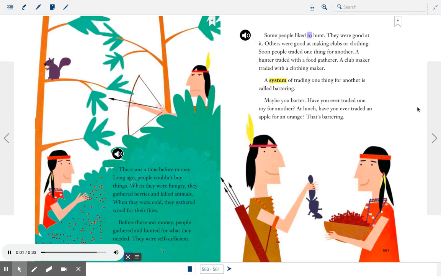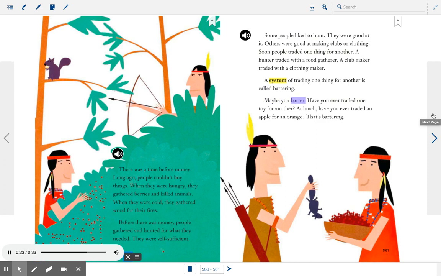Some people liked to hunt. They were good at it. Others were good at making clubs or clothing. Soon people traded one thing for another. A hunter traded with a food gatherer. A club maker traded with a clothing maker. A system of trading one thing for another is called bartering.